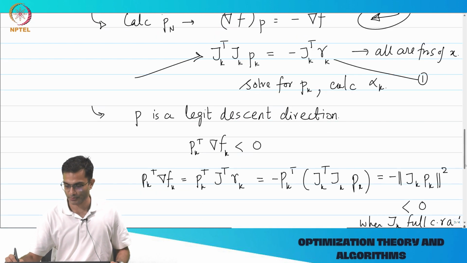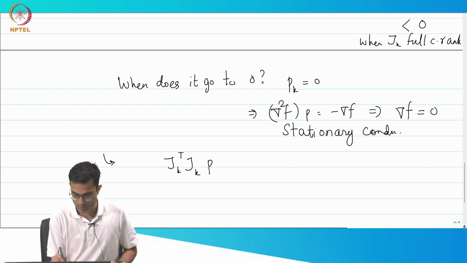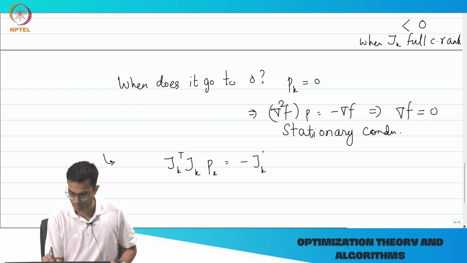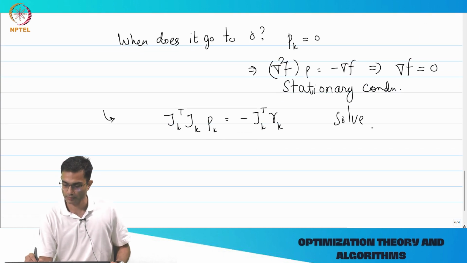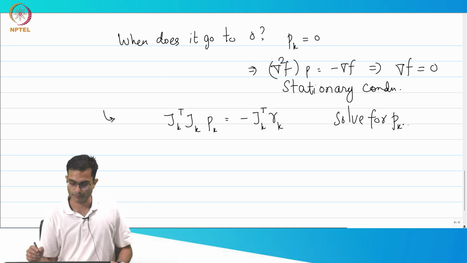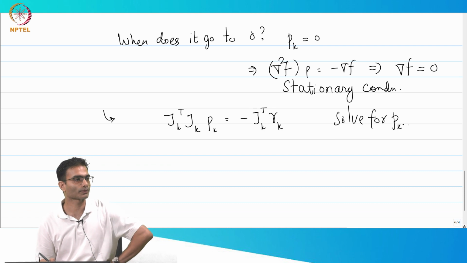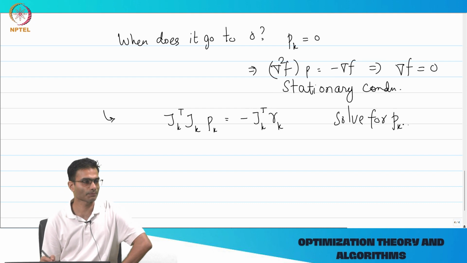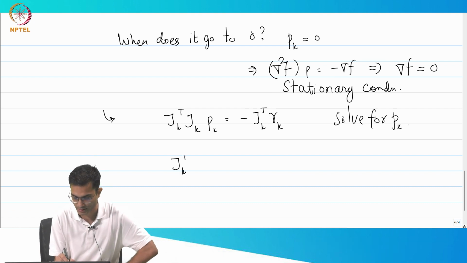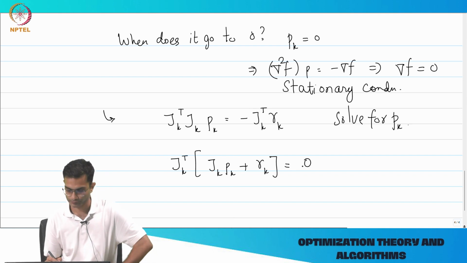So let's just look at this equation. J_k transpose J_k times p_k is equal to minus J_k transpose r_k. This is what we have to do, solving for p_k. We can do a little bit of algebra here. Can I take some term common from both? J_k transpose can be pulled out, right? So this is the same as saying that J_k transpose times (J_k p_k plus r_k) is equal to 0.